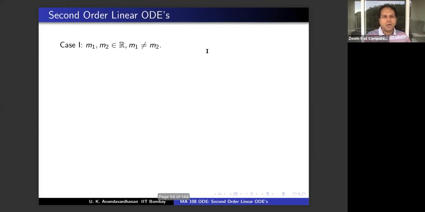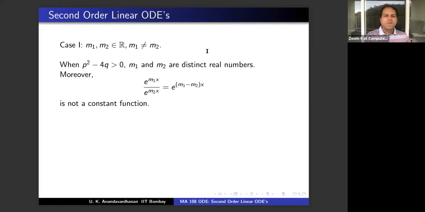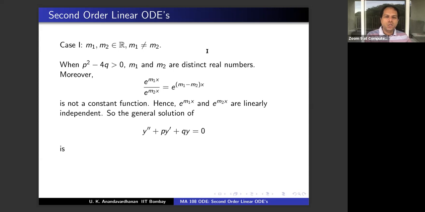m1 and m2 are not equal, distinct real roots, in which case p square minus 4q is positive, right? If these two roots are distinct, then p square minus 4q is positive, because it's also real. And so m1 and m2 are distinct real numbers, in which case e power m1x by e power m2x is not a constant function, and therefore what do you conclude? E power m1x and e power m2x are linearly independent.